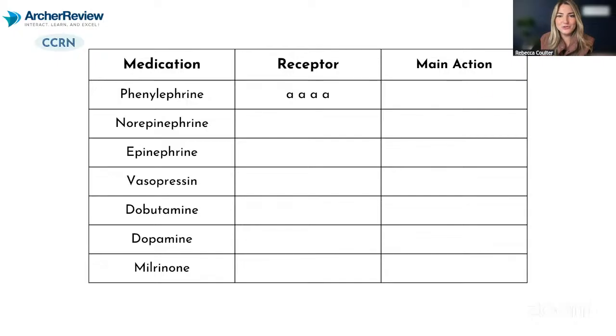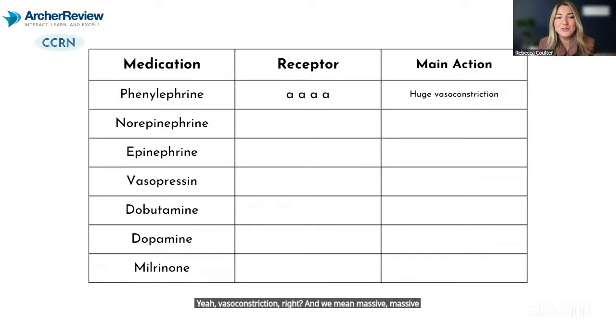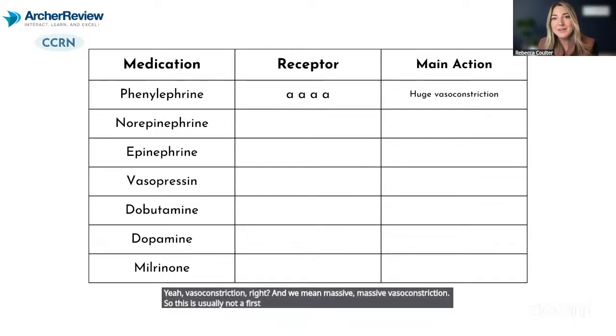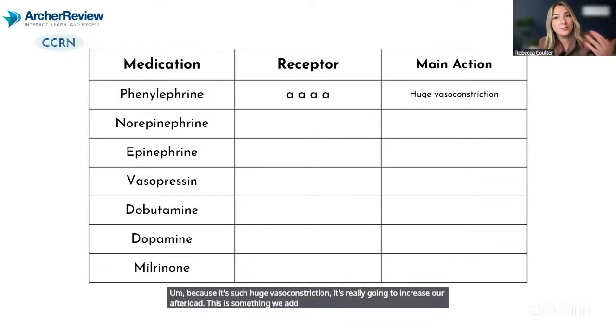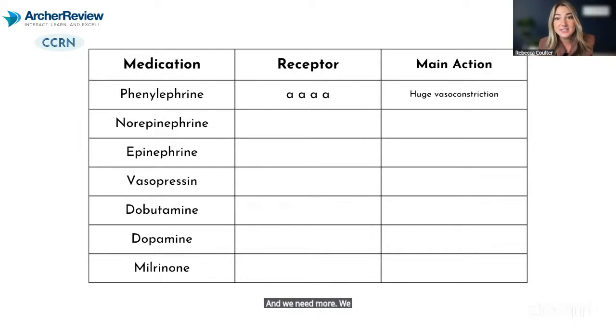Yeah, vasoconstriction, right? And we mean massive vasoconstriction. So this is usually not a first-line pressor because a lot of patients' hearts can't handle phenylephrine very well because it's such huge vasoconstriction. It's really going to increase our afterload. This is something we add if we've tried multiple vasopressors, the patient's already on multiple vasopressors, and we need more. That SVR is still low. We need more vasoconstriction. We can add phenylephrine.